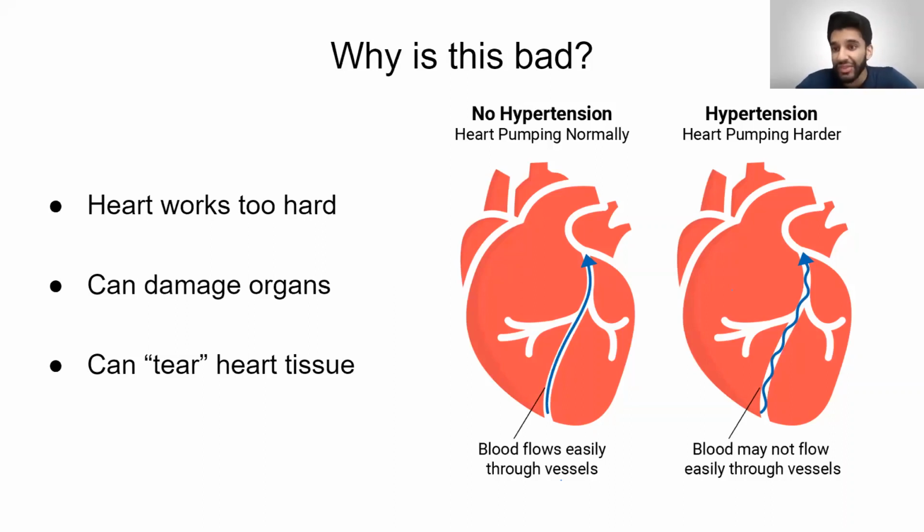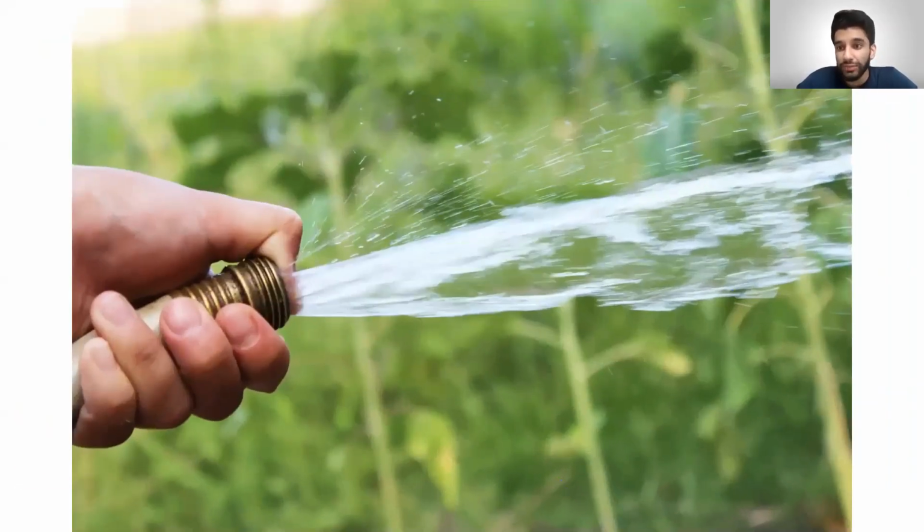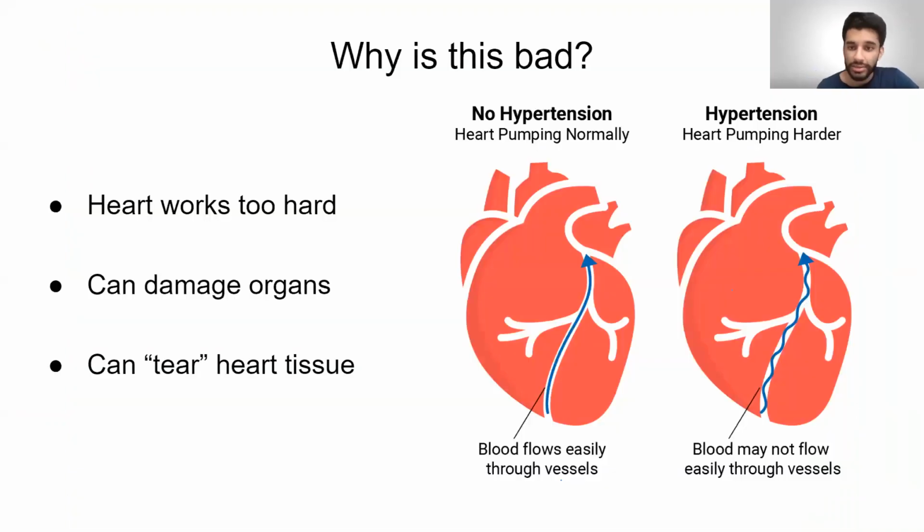The second bad thing that happens is that, well, you can imagine if I have a steady flow versus a more rigorous flow, when this goes to my organs, when this goes to my brain, my kidneys, my liver, my lungs, that's not good for these organs. So this faster blood flow can actually damage organs. It can lead to conditions like hypertrophy, where the organs enlarge, but cause damage in the body. It can also tear heart tissue.